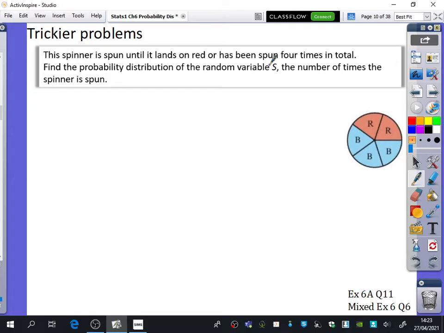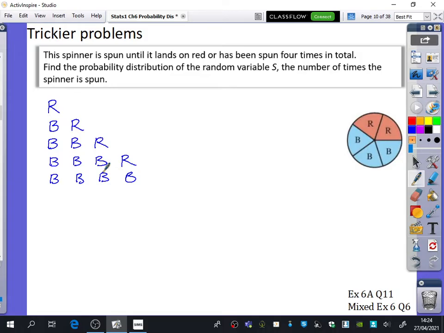What's probably the way that the game ends quickest? What would happen? First time red. So one of the options could just be it lands on red. What about if it was only going to be spun twice? It would be blue, then it would be red. What else is there as an option? Blue, blue, red. Blue, blue, blue, red. And 4 blues. So you could have blue, blue, blue, blue. So we've got all of these different options here.